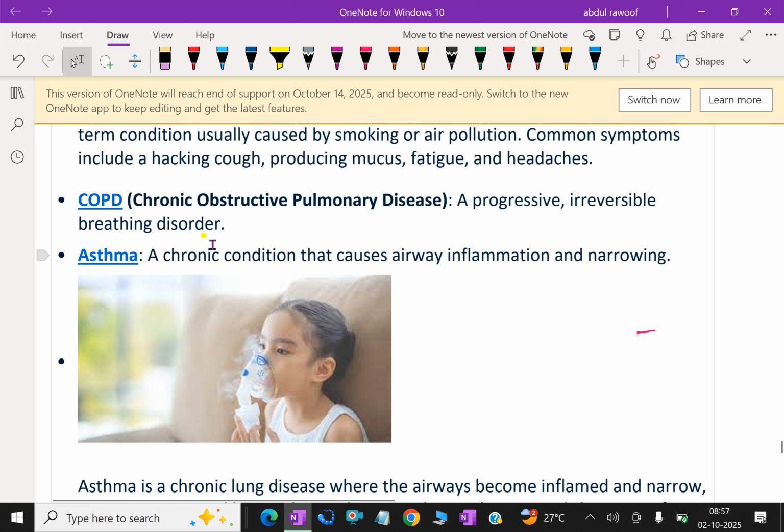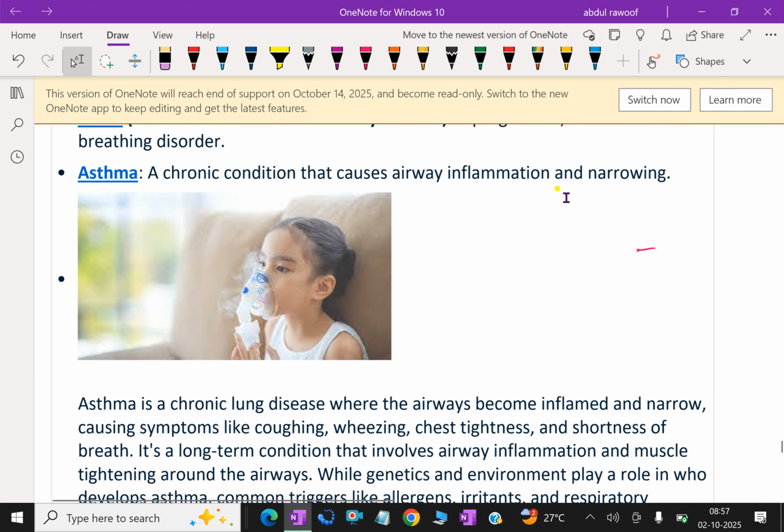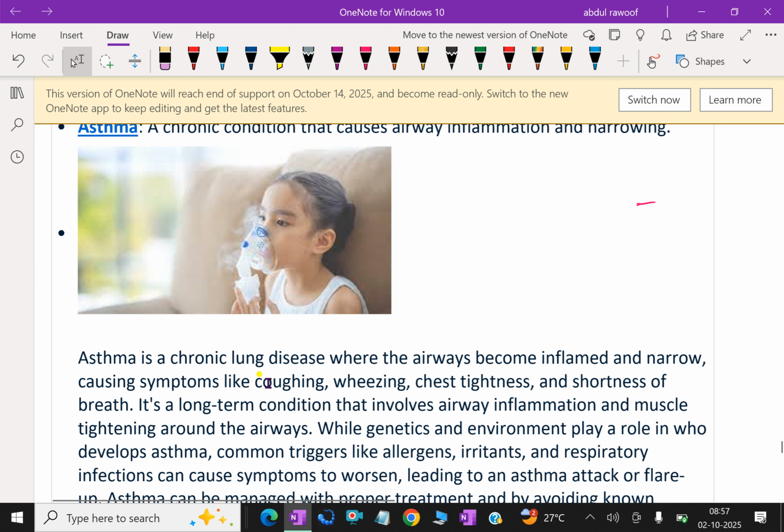COPD, chronic obstructive pulmonary disease, a progressive, irreversible breathing disorder. Asthma, a chronic condition that causes airway inflammation and narrowing. Asthma is a chronic lung disease where the airways become inflamed and narrow, causing symptoms like coughing, wheezing, chest tightness, and shortness of breath.